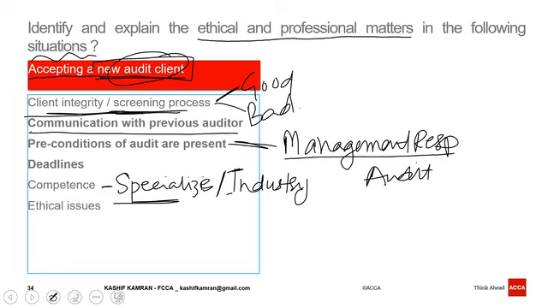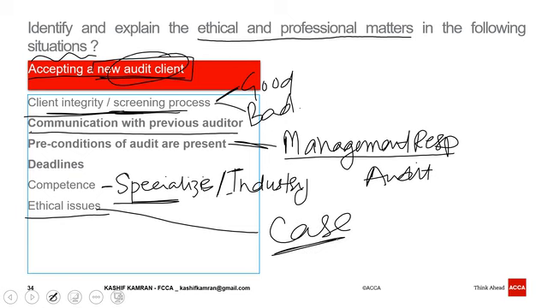Ethical issues. If you're accepting a new client, are there any ethical issues? For example, one of the partners holds shares in that company, or the partner has a brother who's working as a finance director in the client. So there might be some ethical issues in the case relating to a new client. You need to address the ethical issues. Safeguards, obviously if there is an ethical issue, then you need to write in the safeguards.